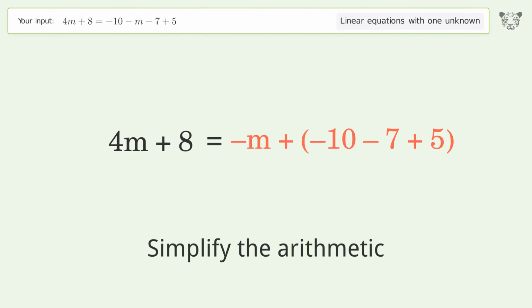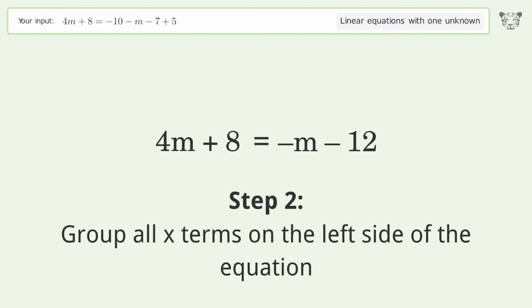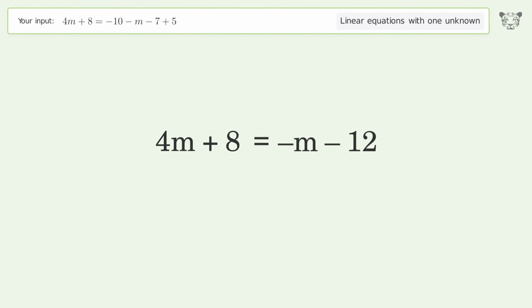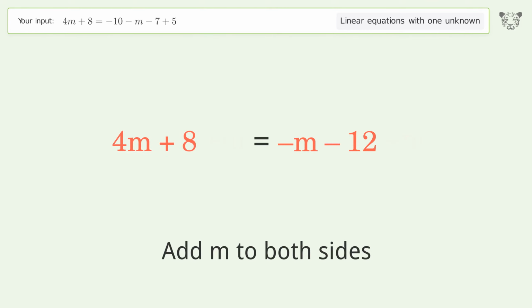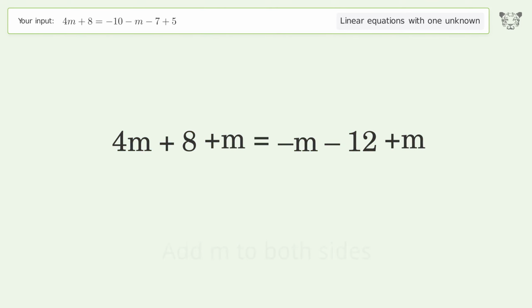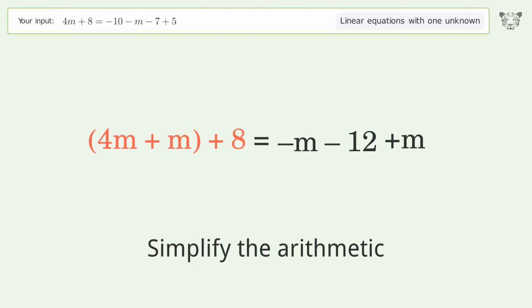Simplify the arithmetic. Group all x terms on the left side of the equation. Add them to both sides. Group like terms. Simplify the arithmetic.